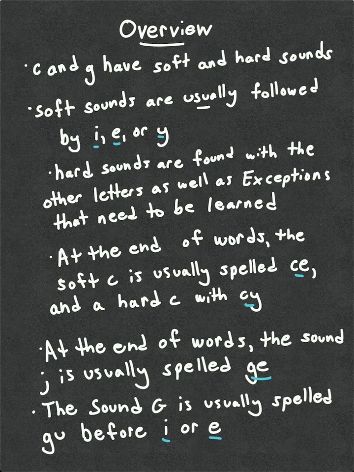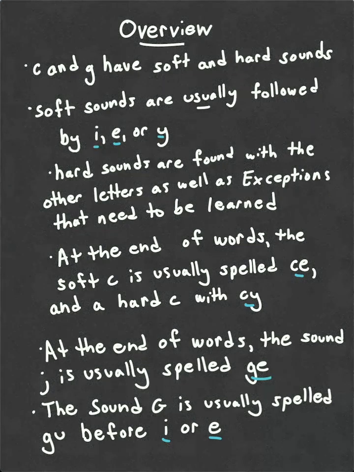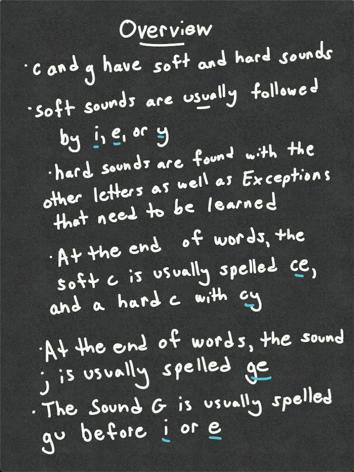So to try to bring this all home for you, C and G have soft and hard sounds. Soft sounds are usually followed by the letters I, E, or Y. Hard sounds are followed by other letters as well as exceptions that need to be learned. At the end of words, the soft C is usually spelled CE and the hard C is spelled CY. At the end of words, the sound J is usually spelled GE. But the sound G is usually spelled GU before I or an E.